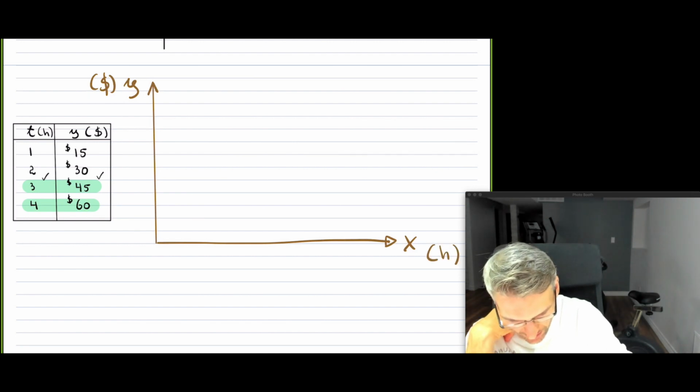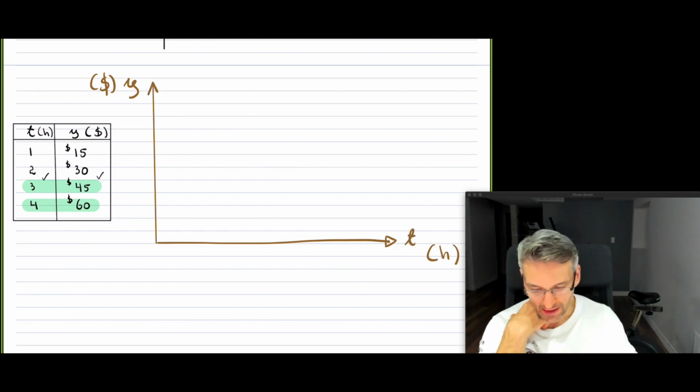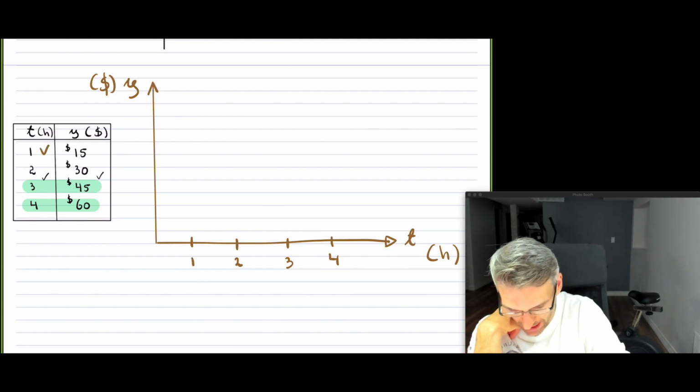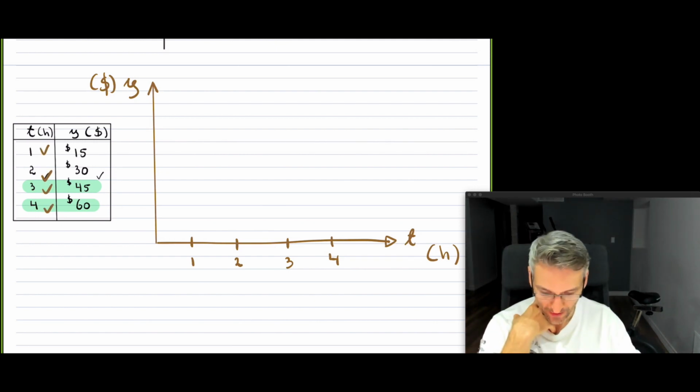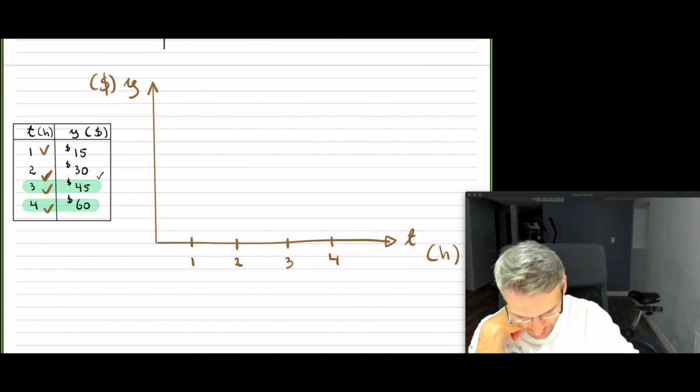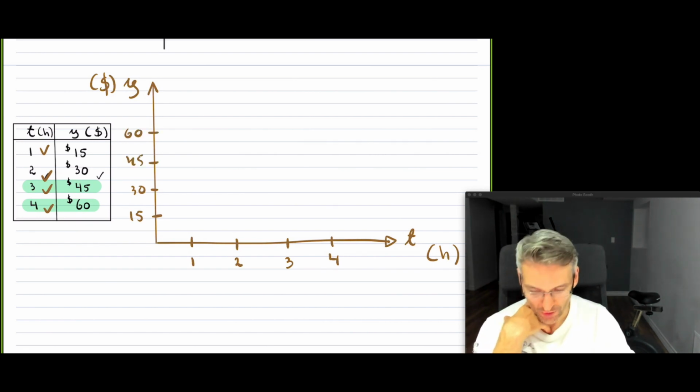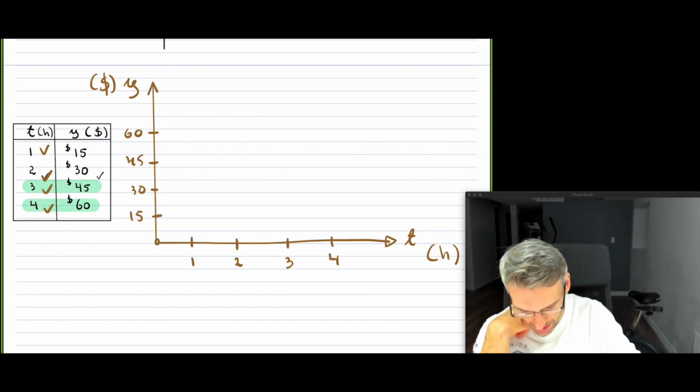So technically I can remove this X from here and put a T. This is 1, this is 2, this is 3, and this is 4. Those are the hours that we had. Then if you're graphing it up, this is 15, this is 30, this is 45, and this is 60. If time was 0, it would have started at 0. And then you have these nice plots like this, and basically you have a straight line.